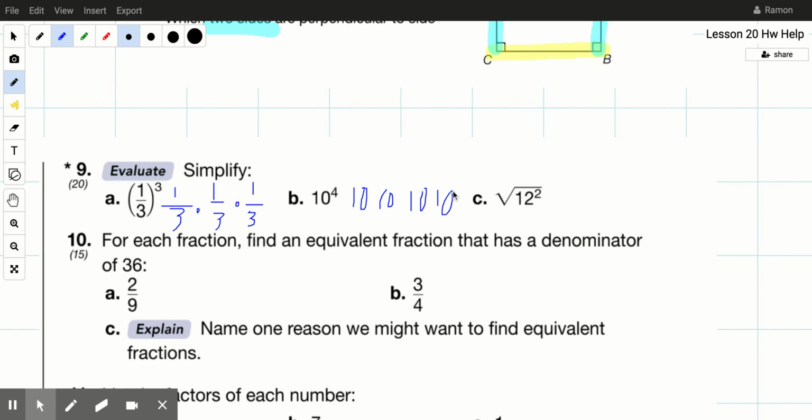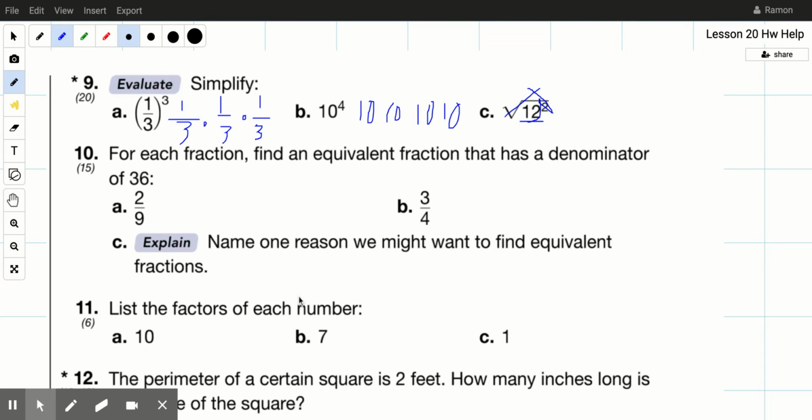And then for letter C, we could do 12 squared and then take the square root, but realize that squaring and square roots are inverse operations, which means that they just cancel each other out, leaving you with just the number underneath. Number 15, for each fraction, find the equivalent one that has a denominator of 36.